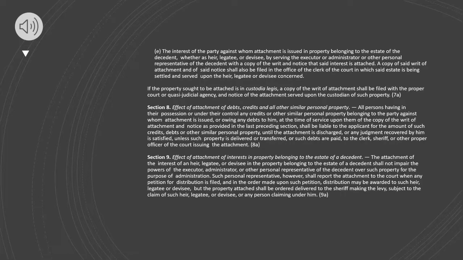A copy of said writ of attachment and of said notice shall also be filed in the office of the clerk of the court in which said estate is being settled and served upon the heir, legatee, or devisee concerned. If the property sought to be attached is in custodia legis, a copy of the writ of attachment shall be filed with the proper court or quasi-judicial agency, and notice of the attachment served upon the custodian of such property.